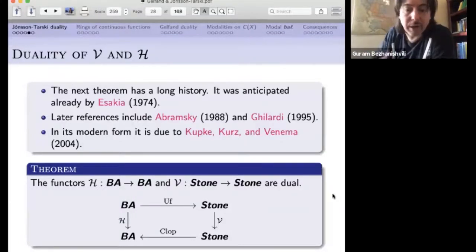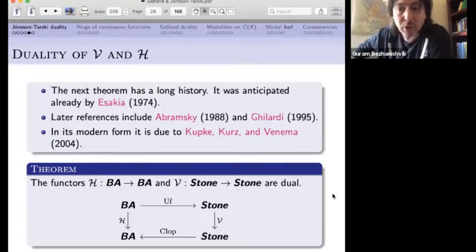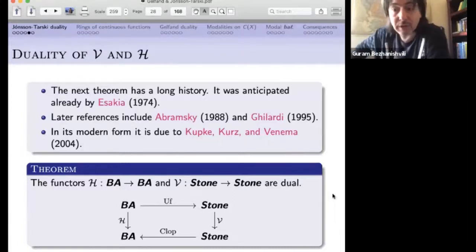And if you have heard about this direction in modal logic called coalgebraic logic, then this is exactly what coalgebraic logic studies. It studies these endofunctors and the correspondence between these endofunctors.